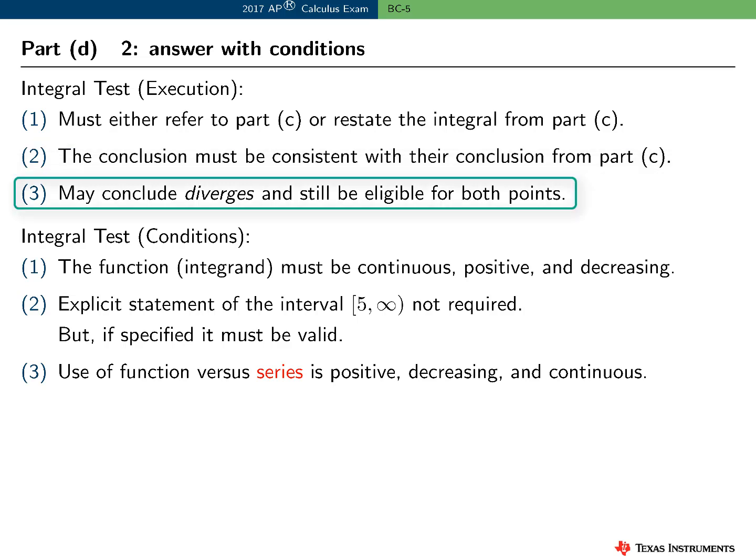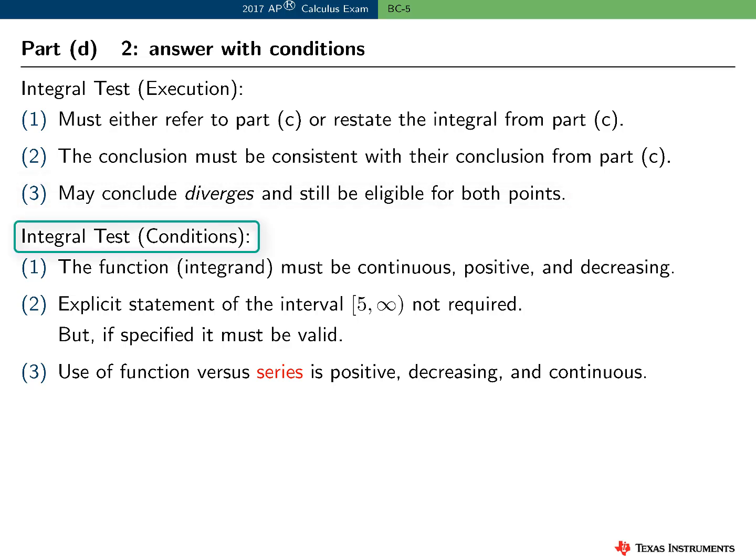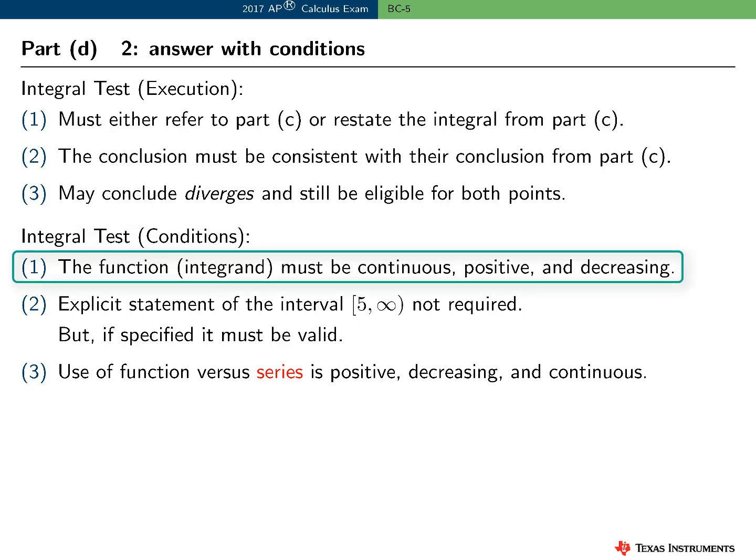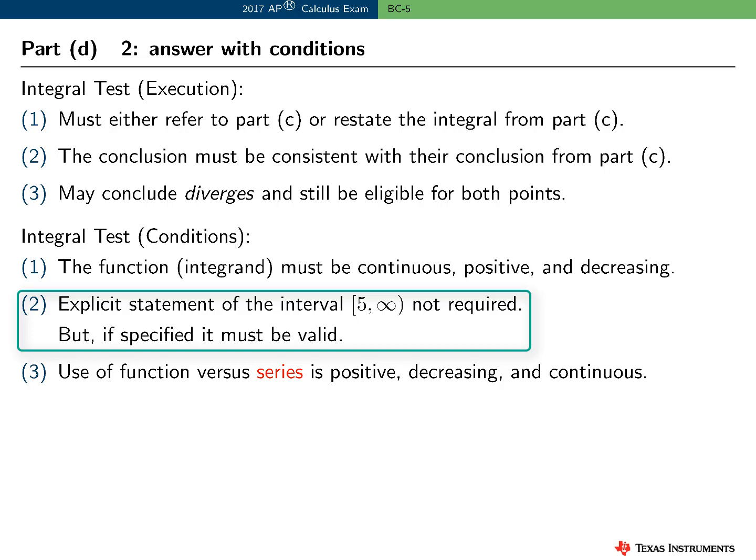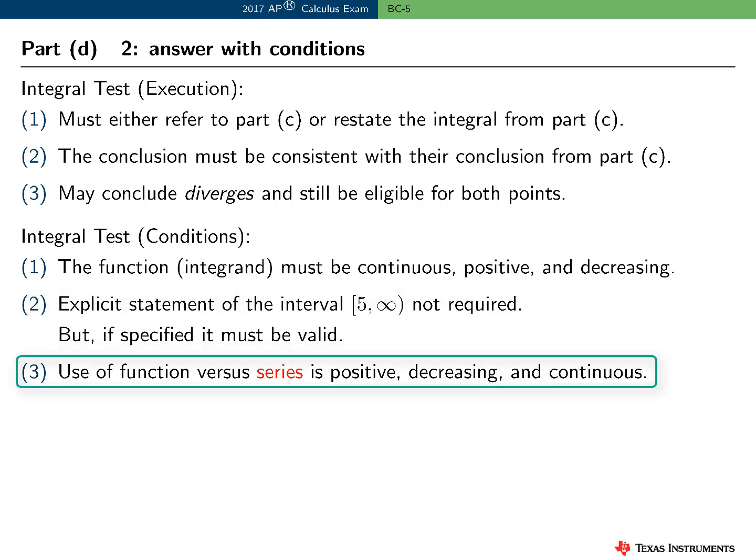So, the student may conclude that the integral in Part C diverges and still be eligible for both points in Part D. To earn the conditions piece of the 2 points in Part D, the student must state that the function f, the integrand, is continuous, positive, and decreasing. Now, the student doesn't have to explicitly state the interval 5 to infinity, but if they do present an interval, it must be valid, and that is the conditions on f must be true. And the student must state these conditions about the function f, not about the series.